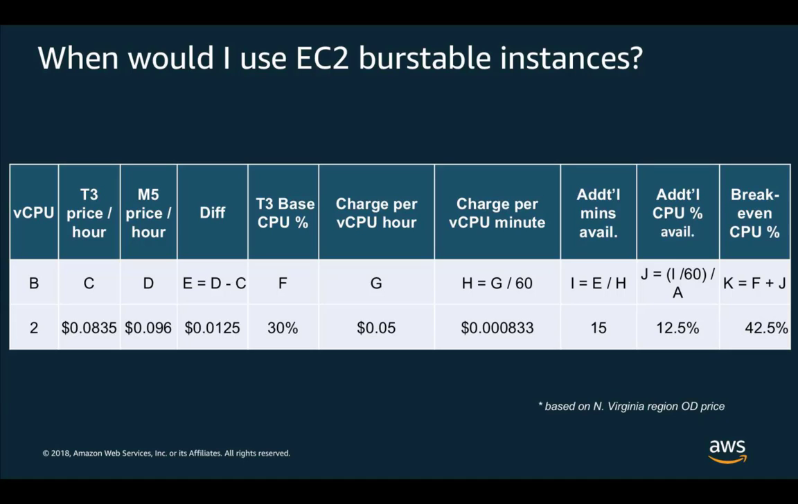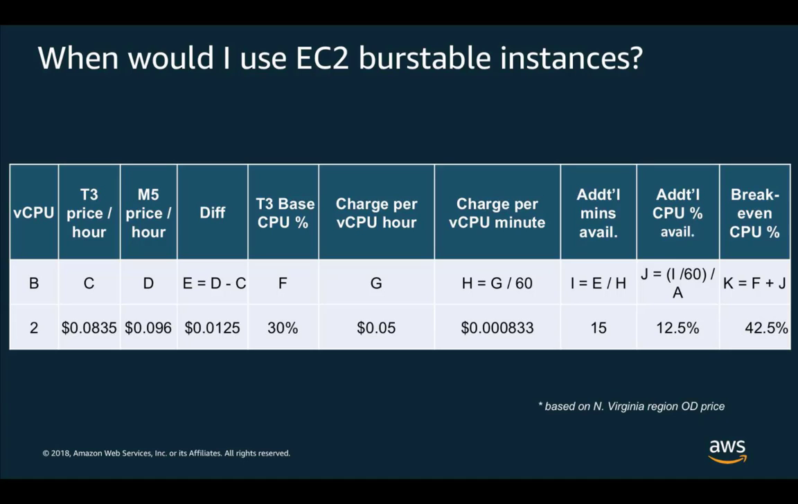So in order to see how much additional T3 usage we can have without going over an M5 price, we use this equation. It's the 1.25 cents price difference between T3 and M5, divided by the credit price per minute. That gives you 15 minutes of 100% burst performance you can get. Or if you stretch that out to 60 minutes, you get 12.5% of additional burst CPU over 60 minutes. So you actually can enjoy up to 42.5% average CPU utilization while still saving cost by running on T3.